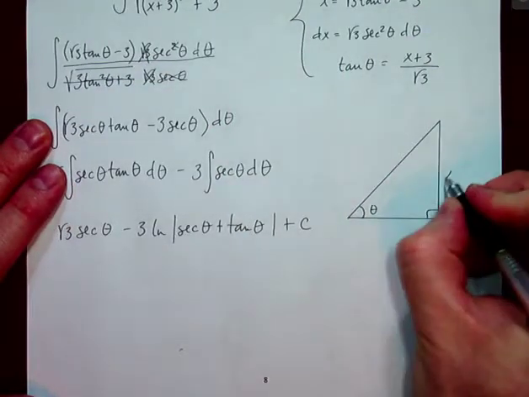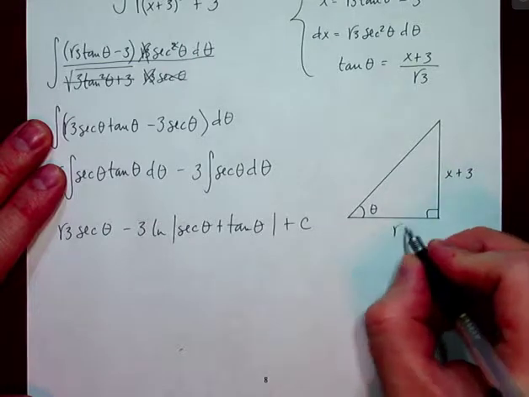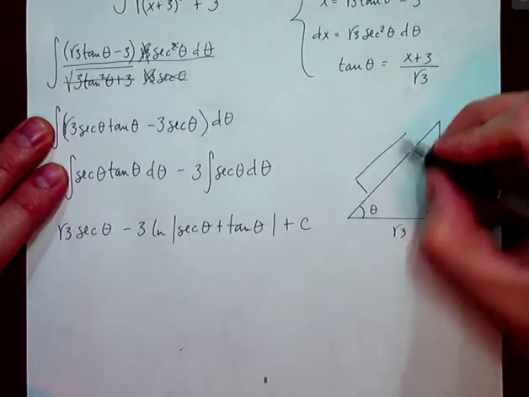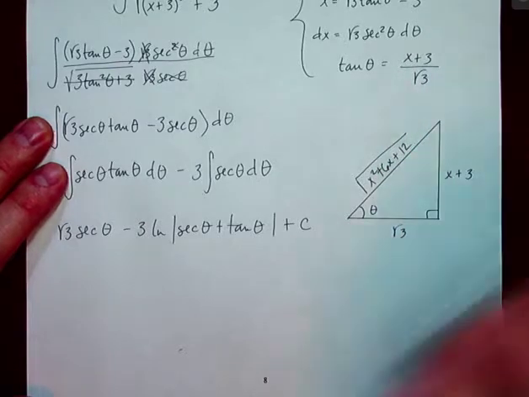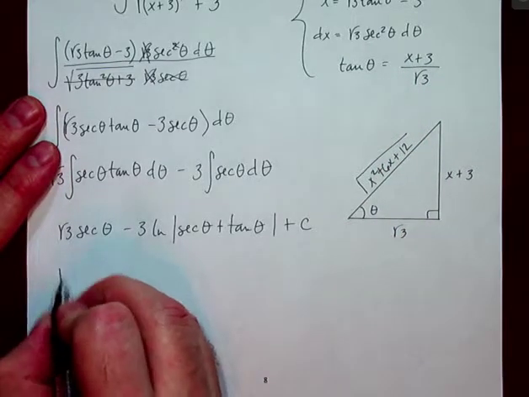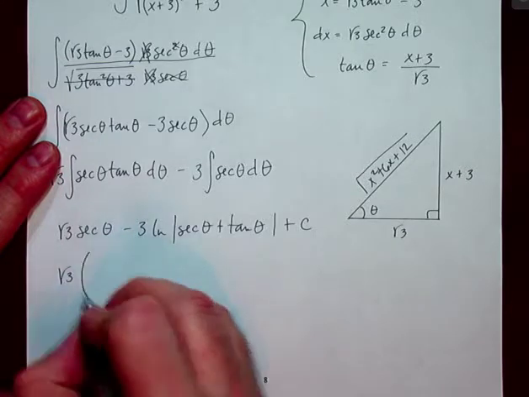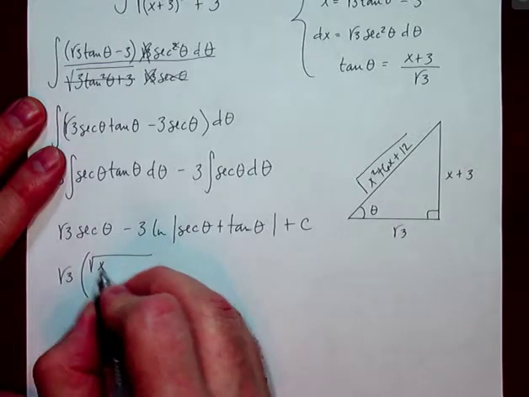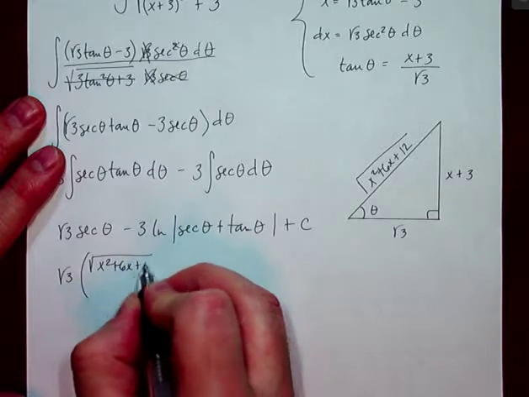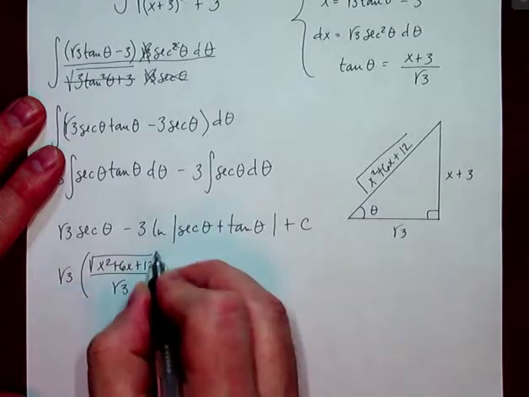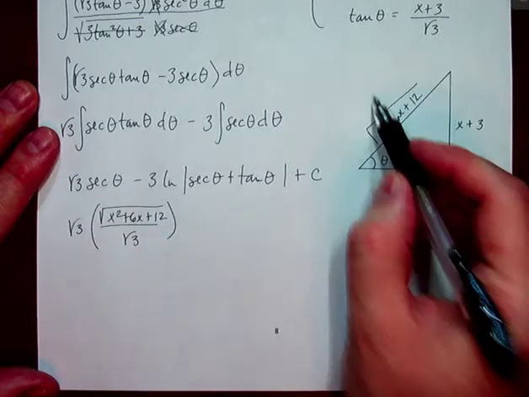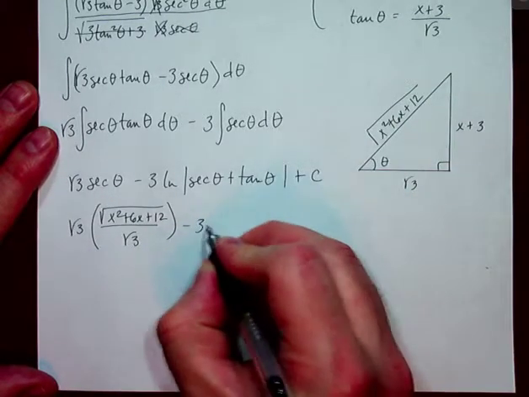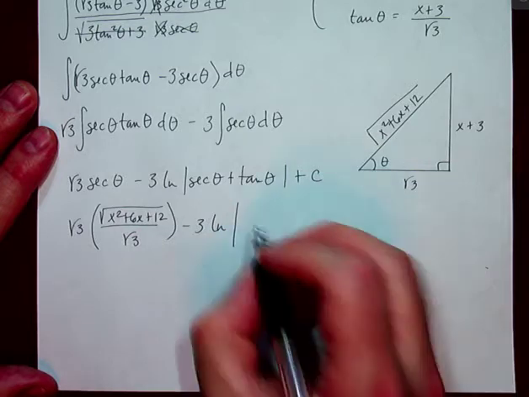And that is x plus 3 over root 3, and that winds up, of course, being x squared plus 6x plus 12 underneath the radical. And so we get root of x squared plus 6x plus 12 over root 3, because that, of course, is our secant, our hypotenuse over adjacent. And this winds up being secant plus tangent.